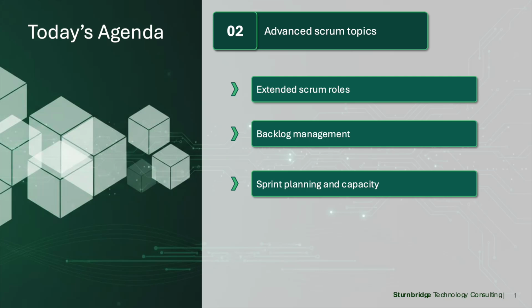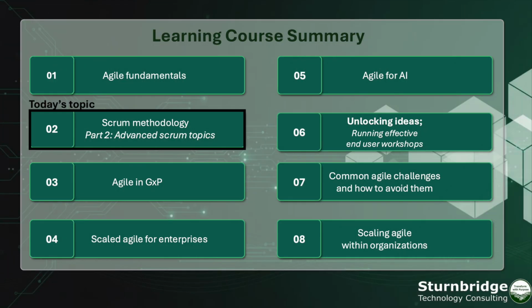If there is one lesson to carry forward from this session, it is that strong Scrum performance depends on operational clarity. Teams need clarity in roles, clarity in backlog quality, and clarity in what can realistically be delivered in a sprint.